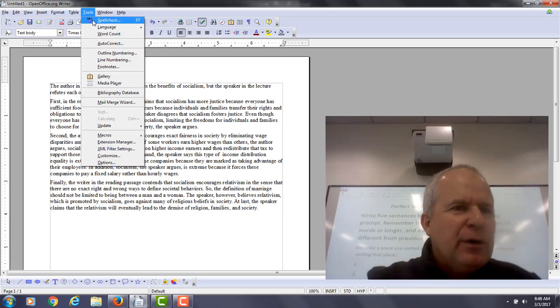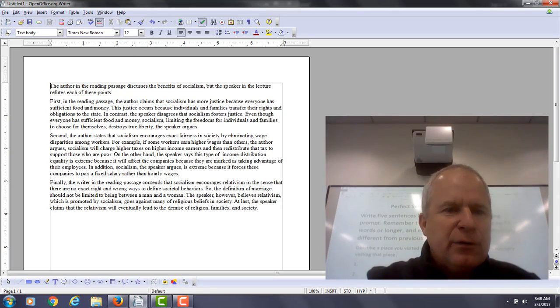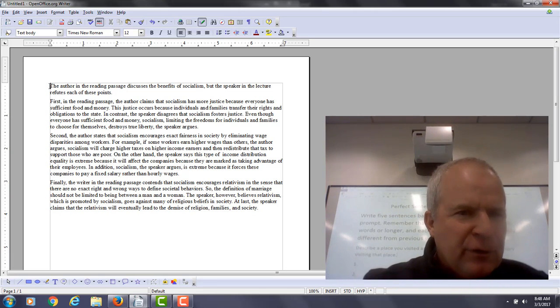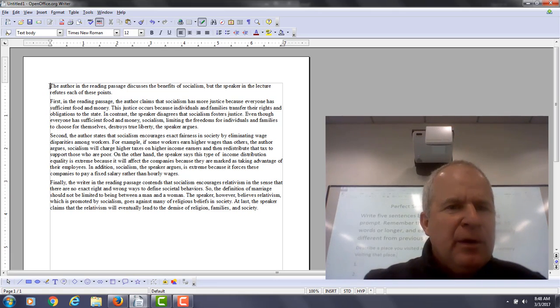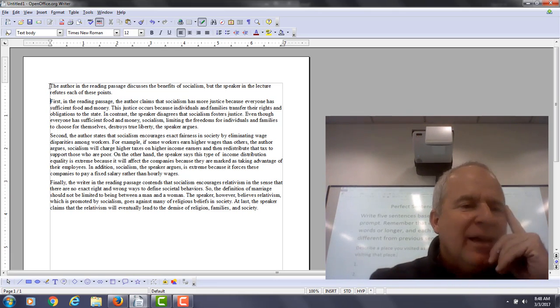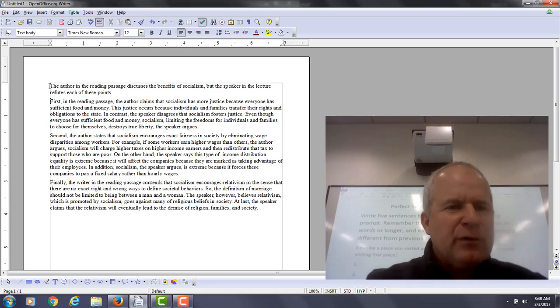So let's go ahead and do a spell check quickly so it's okay here. Let's read it one more time. The author in the reading passage discusses the benefits of socialism, but the speaker in the lecture refutes each of these points. First, in the reading passage, the author claims that socialism has more justice because everyone has sufficient food and money. This justice occurs because individuals and families transfer their rights and obligations to the state.